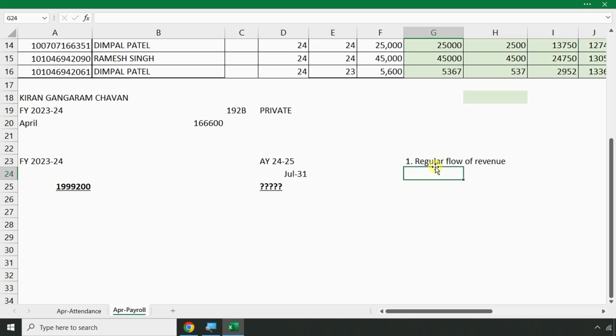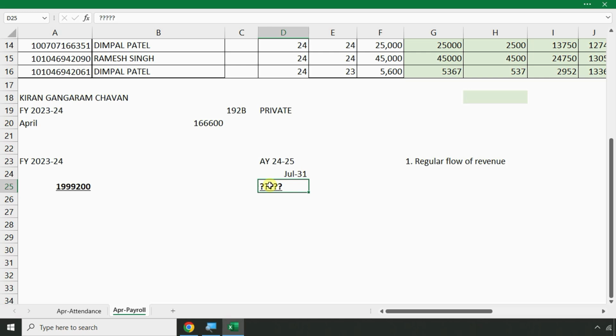When will Kiran Gangaram pay taxes to the government? In the assessment year. Instead of asking Kiran Gangaram to pay in the assessment year, the government ordered me, as the payer, in section 192: don't pay your employees the full amount, deduct their future assessment tax in the financial year in the name of TDS. Whatever taxes he is going to pay in the assessment year, I should deduct in the financial year in the name of TDS on salary.